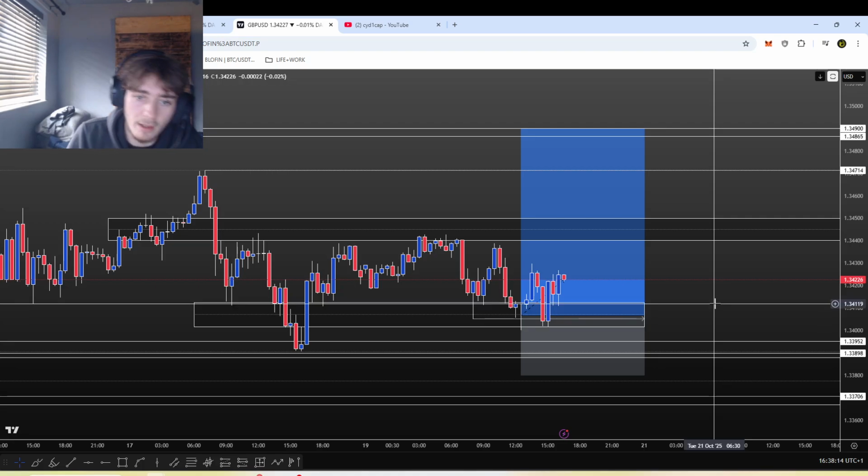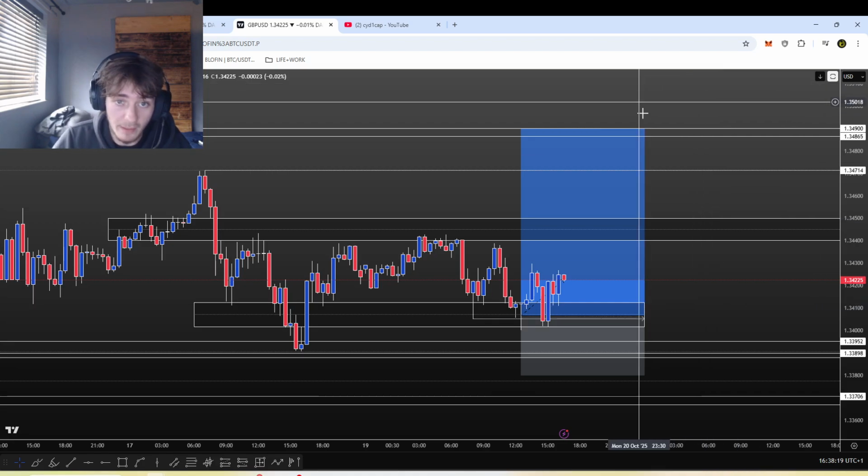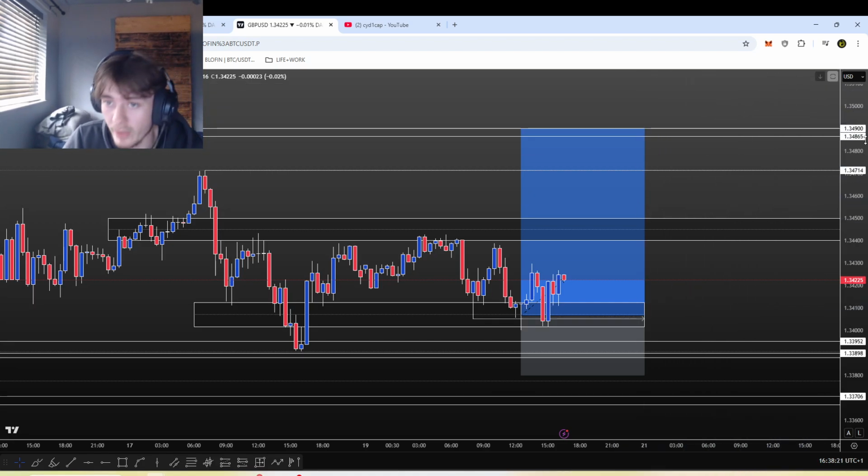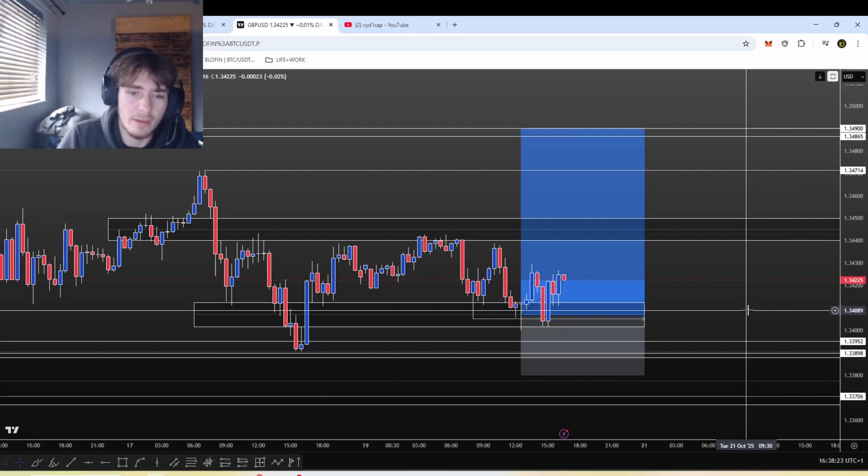With that said, as an intraday trader like myself, I'm going to trade any opportunity the market provides. So if the setup is too good to not take at the 1.34900s, then I'm going to take it.